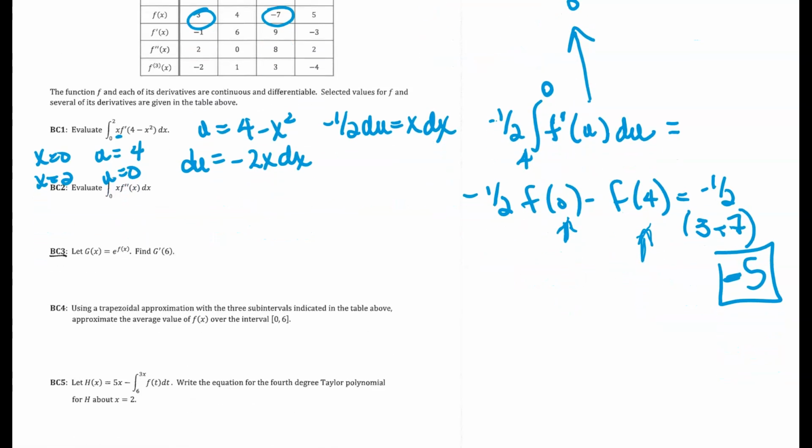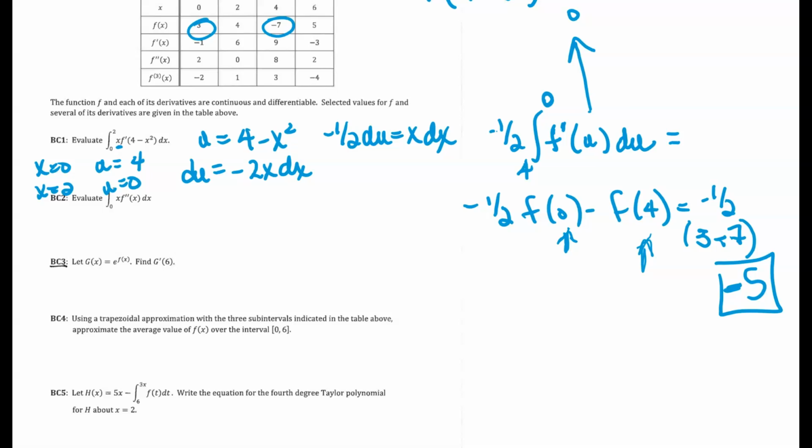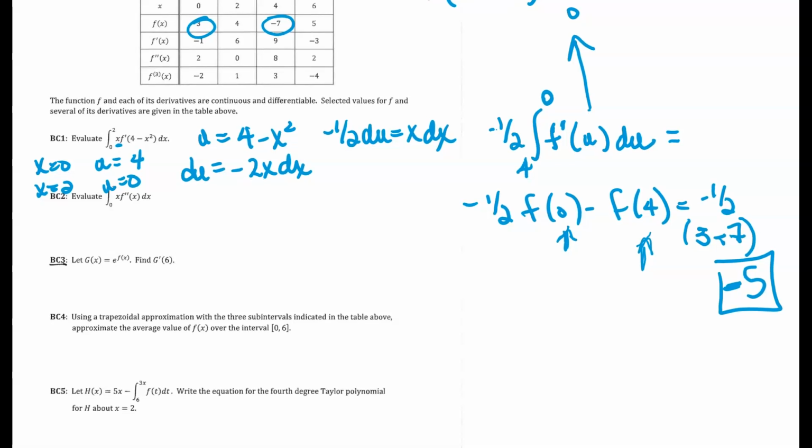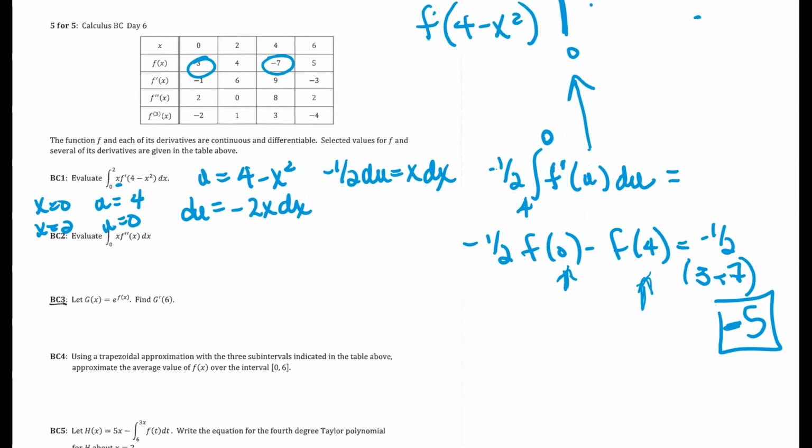Last problem, trapezoidal, using a trapezoidal approximation with 3 subintervals. Yay, we all have equal widths again, so we don't have to do these trapezoids separately. And approximate the average value. We don't want to miss that. So 1 over b minus a, the integral from a to b of f of x. We're taking the average of f, and we're going to go to the chart.